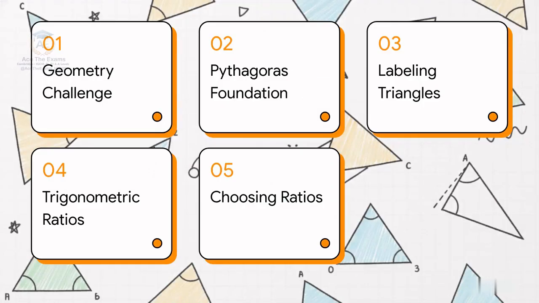We've got a really clear roadmap for this explainer. We are covering 1. The geometry challenge, 2. The Pythagoras foundation, 3. Labeling your triangle, 4. The trigonometric ratios, and 5. Choosing the right ratio.